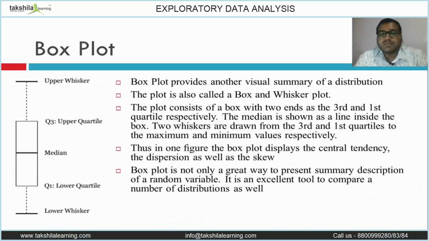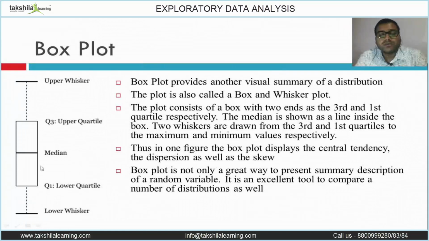The next is the box plot. A box plot provides another visual summary of a distribution, and it is also called a box and whisker plot. Here on the left side is the box plot. It consists of a box with two ends at the third and first quartiles. The higher end is Q3, the upper quartile, and the lower is Q1, the lower quartile.